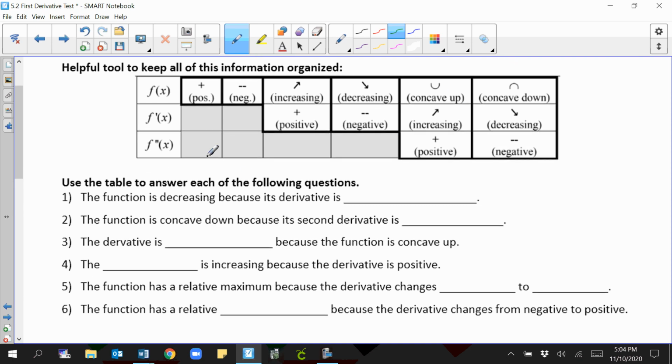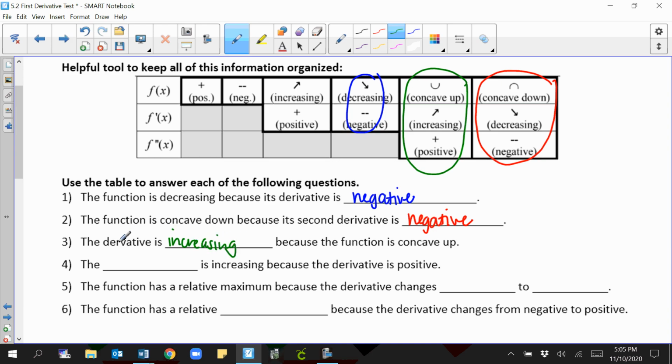So number 1, the function is decreasing because its derivative is blank. So when my original function is decreasing, my derivative is negative. All right, the next one says the function is concave down because its second derivative is blank. So my original function is concave down over here, and my second derivative is negative. All right, the derivative is blank because the function is concave up. So if I'm looking at my function being concave up, and we're looking at our derivative, that means the derivative is increasing.